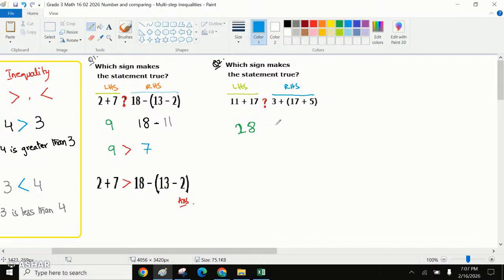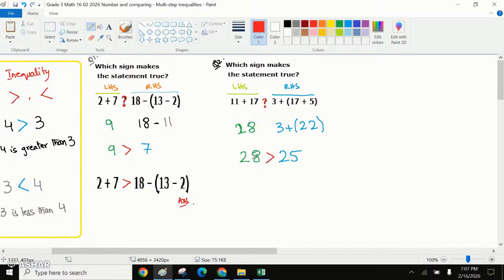Similarly, this is 3 plus the values in the bracket. 17 plus 5 is 22. And 3 plus 22 is 25. And on the left side, we had 28. So can we say 28 is greater than 25?